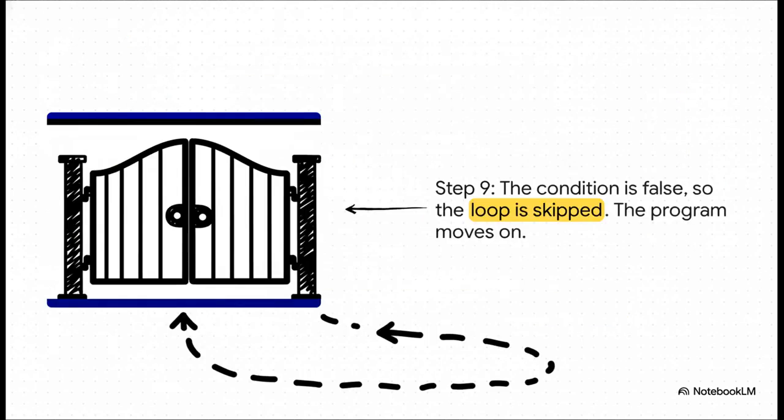And since the condition is false, that gatekeeper, that bouncer, says, nope, not this time. The program completely skips over the code inside the loop and just moves on to the next line of code after it. And that's it, we're done. The loop ran exactly twice, just like we wanted, and then it stopped.